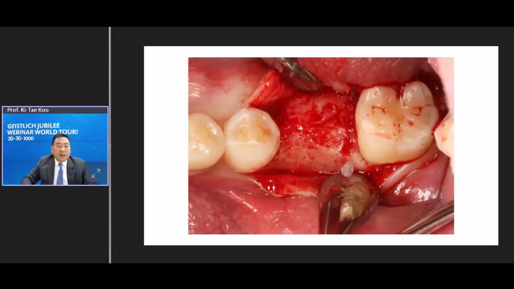And this is the bone at 9 months. The quality was really good. It was D1 or D2, somewhere in between there. So a very good site, well-prepared site for implant placement.